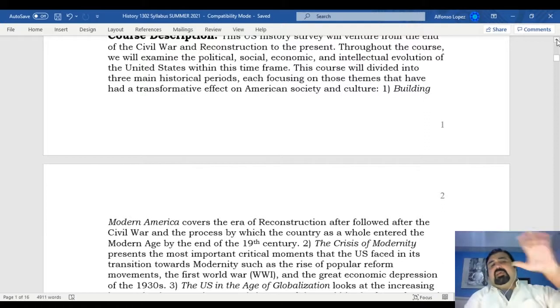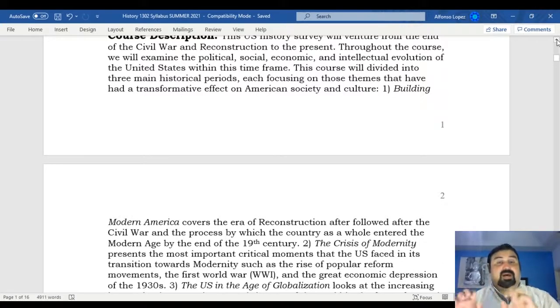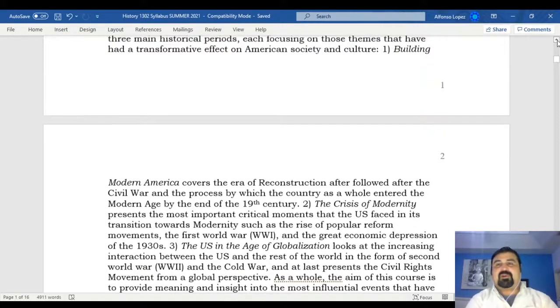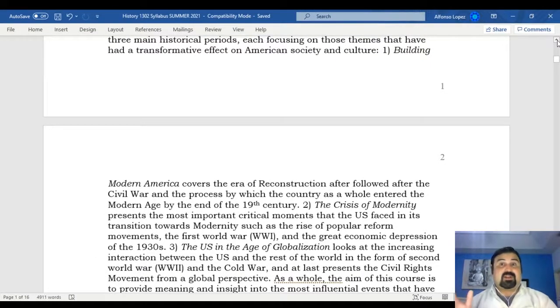So we're going to divide this course into three main periods. Now that we understand that we're going to be looking at modernity and globalization, we're going to subdivide the course into three main stages or periods, if you will. We're going to examine each one of them quite extensively. The first one is called Building Modern America, from 1877 to 1900.